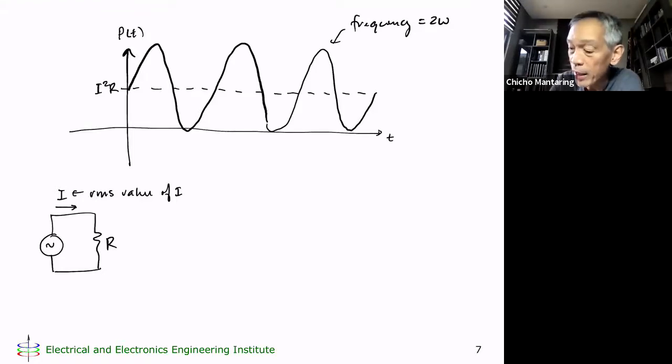Note that the power will never be less than 0. Why can't the power be less than 0? Because a resistor is not capable of storing any energy. A resistor cannot give back energy to the source. So at worst case, the power will be 0.